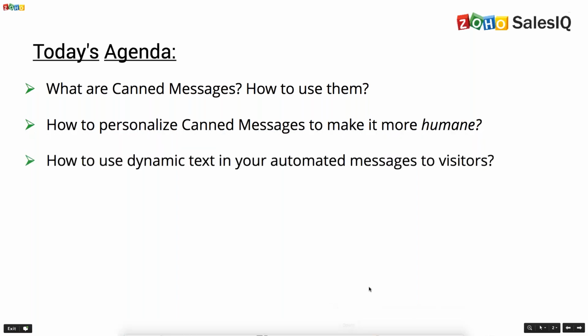The third topic, of course, is what we discussed just now: how to use dynamic text in your automated messages. There are different ways through which you can use them, like we discussed, and we're going to look at all of them and see how exactly you deploy them. Because if you don't deploy them correctly, there's a very good chance that it comes off as a typo. We don't want that. So we're going to show you what kind of customization possibility exists and how to use them.